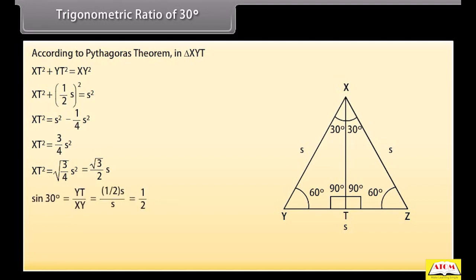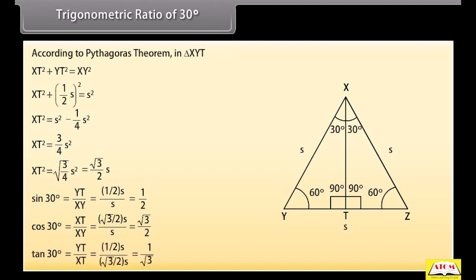Sin 30 degree is equal to YT upon XY equals 1 upon 2 s upon s, which is equal to 1 upon 2. Cos 30 degree is equal to XT upon XY, which equals square root 3 upon 2 s upon s, equals square root 3 upon 2. Tan 30 degree is equal to YT upon XT equals 1 upon 2 s upon square root 3 upon 2 s, equals 1 upon square root 3.